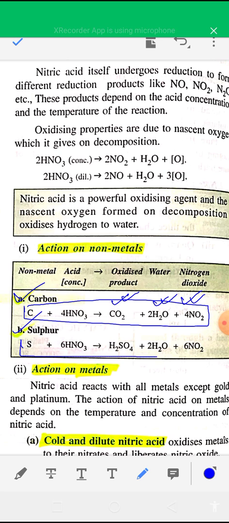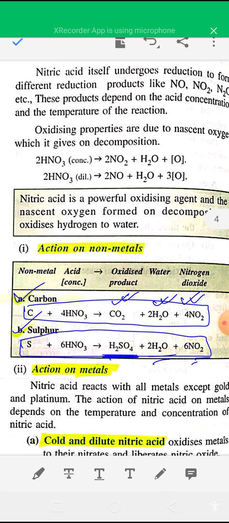When sulfur reacts with nitric acid, you will get sulfuric acid, not sulfur dioxide, it is sulfuric acid, water and nitrogen dioxide. Water and nitrogen dioxide are common in both reactions. So when sulfur reacts with nitric acid, S plus 6HNO3 gives H2SO4, sulfuric acid, water and nitrogen dioxide.